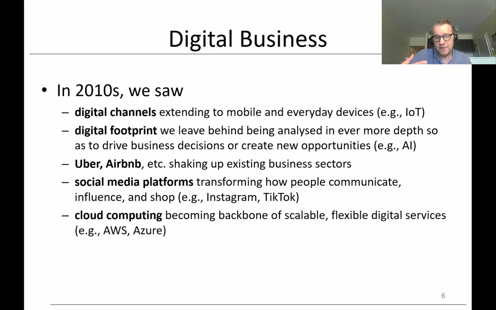This technological development, in essence, continued in the years 2010, where we saw digital channels that further extended to mobile and everyday devices. Think about smartwatches, think about IoT sensors, and so on. With all of that came a massive digital footprint.